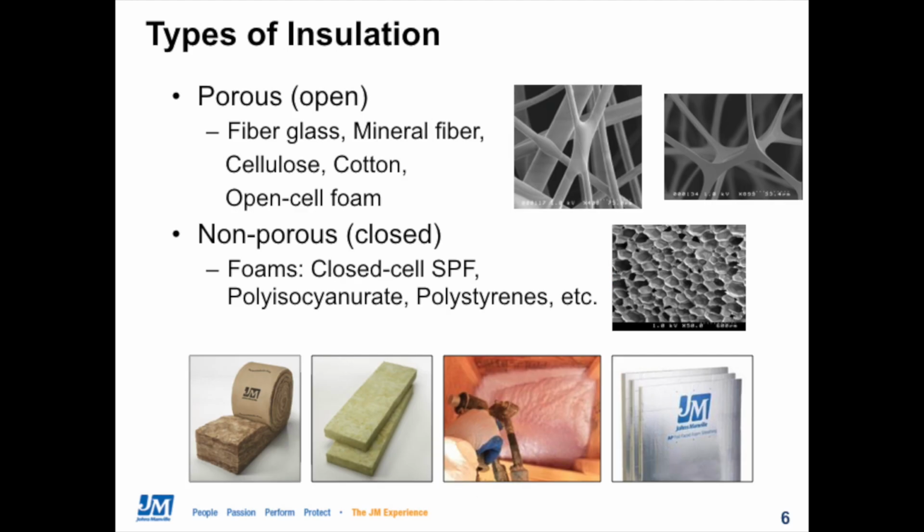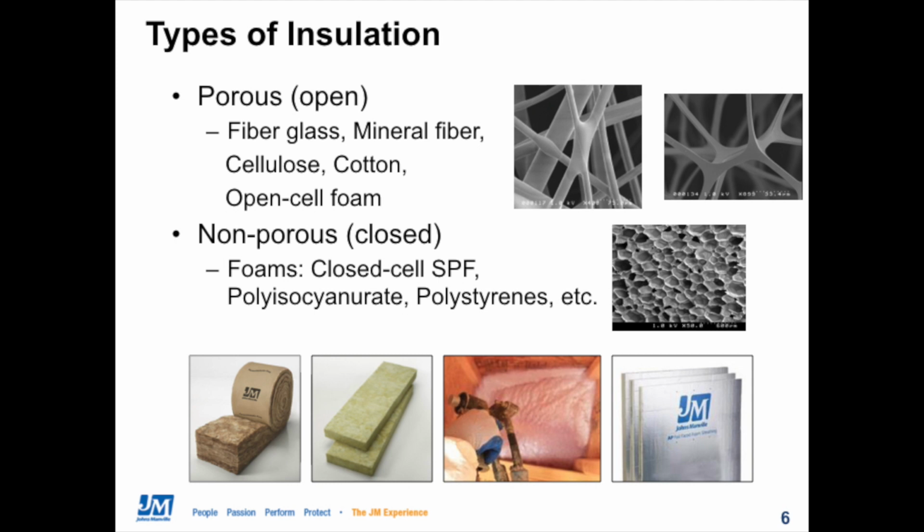So now that we've talked a little bit more about how insulation works, let's look at the different types of insulation materials that are out there. In the most broad sense, there are two types of insulation materials: porous and non-porous. Porous materials are open structures that use fibers or foams to create tiny air spaces that provide the insulating effect.